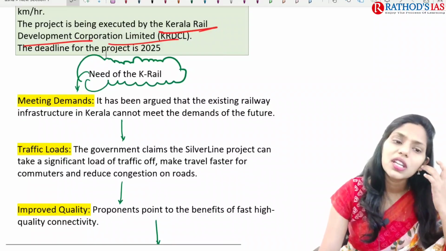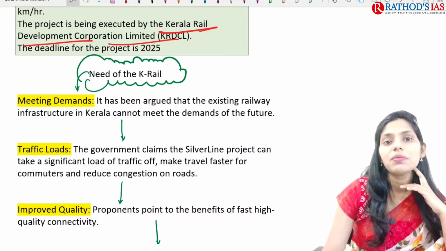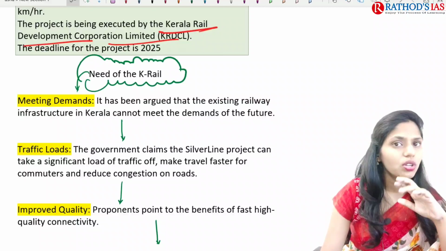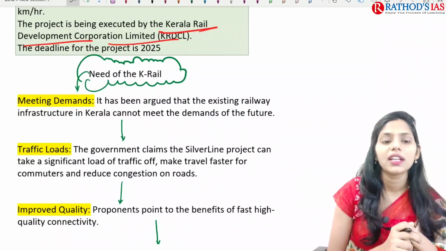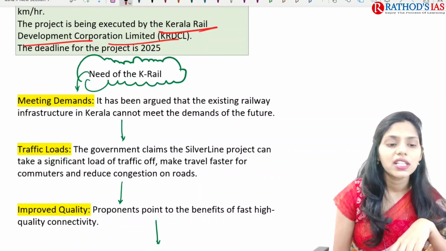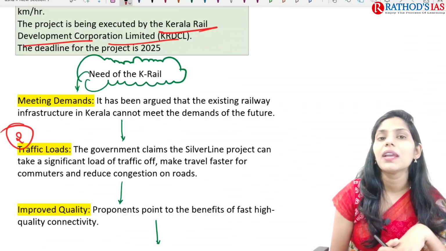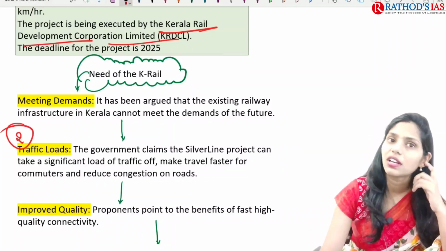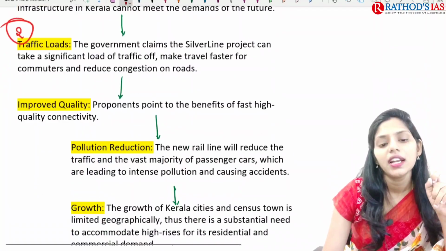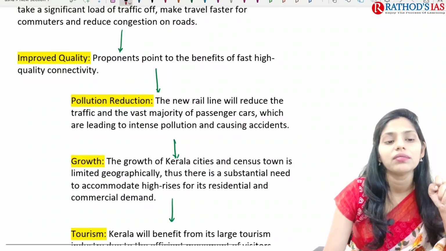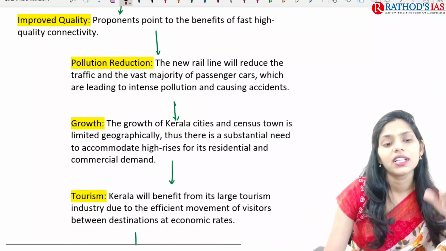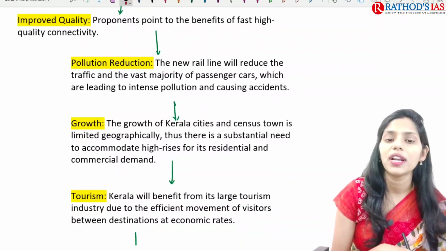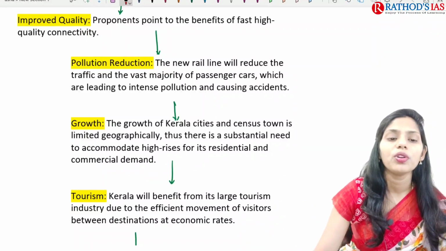So what is the need here? The need is to meet the demands. It has been argued that existing railway infrastructure in Kerala is not meeting the demands of the future, so we have to go for upgrading the technology. The second one is traffic loads. The government claims that the Silver Line project can take a significant load of this traffic, and it will also lead to decreasing pollution and improving air quality. Whenever there is a decrease in the movement of cars or vehicles, the amount of smoke released is also very less. Because of this, we can also go for pollution reduction.